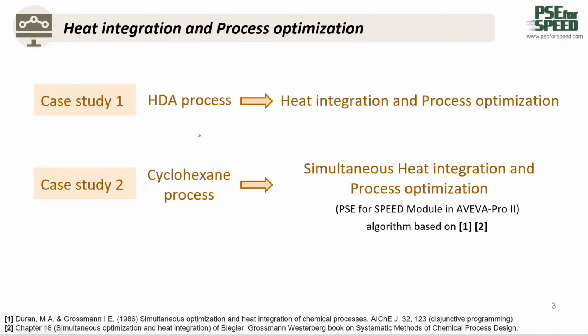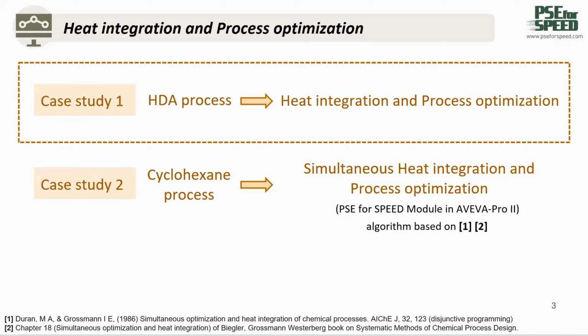and process optimization. For case study one, the HDA process, the heat integration and process optimization will be performed sequentially. For case study two, the cyclohexane process, the simultaneous heat integration and process optimization can be performed with the incorporation of the PSE for SPEED module as an input in the ProTool, which I will explain later about this.